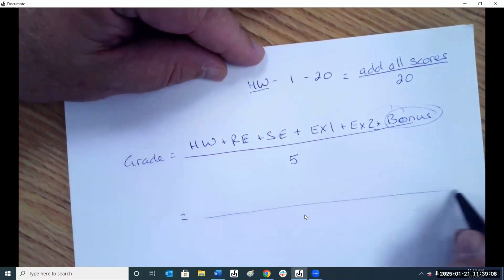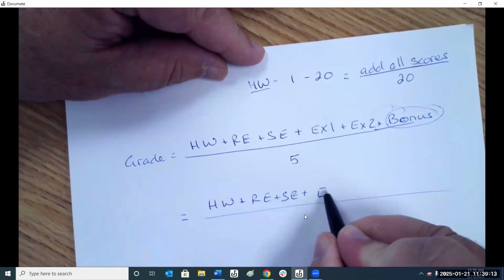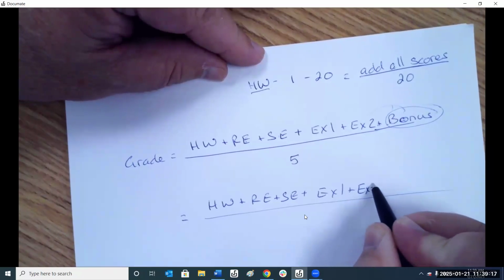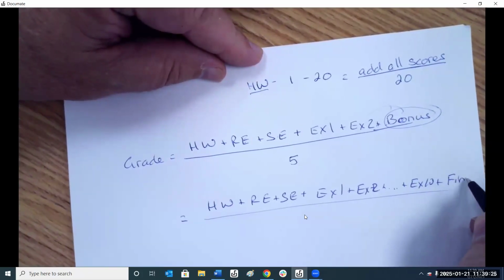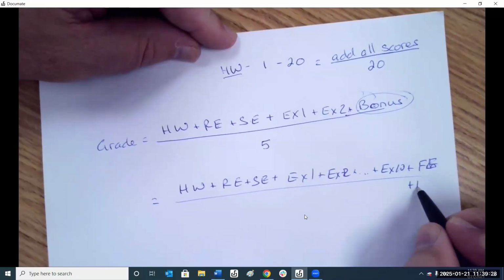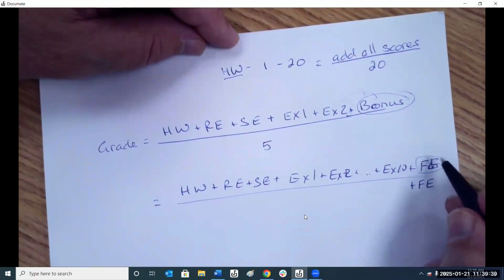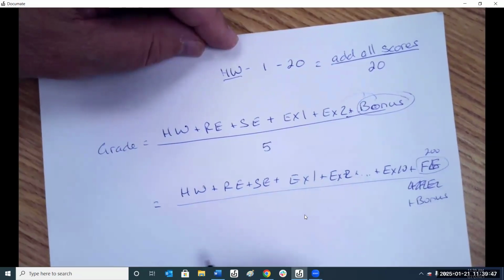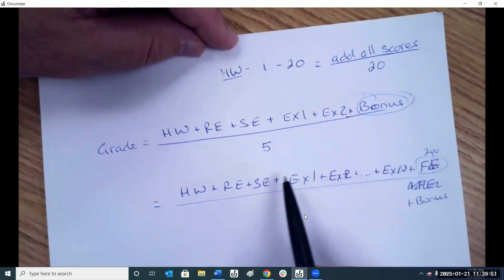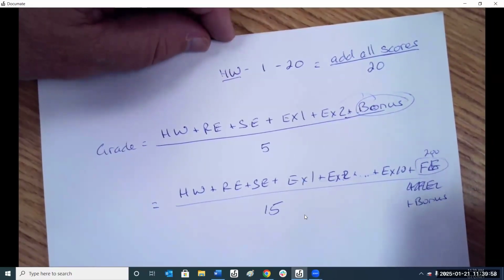At the end of the semester, we're going to have the homework, the syllabus exams, exam 1, exam 2, all the way to exam 10. And then you have the final exam. That is worth 200 points. I'm going to increase the point value online, so it's worth 200 points. And then you add your bonuses. So we have 10, 11, 12, 13, 14, 15. We have 15 grades. That's how you figure out your overall grade in the course. That's how I do it.